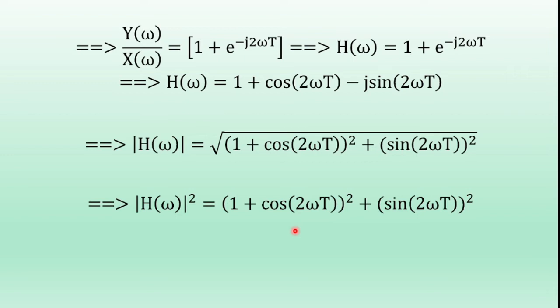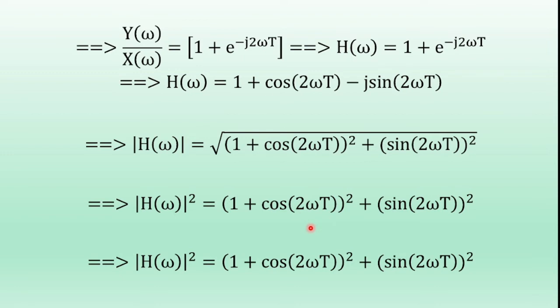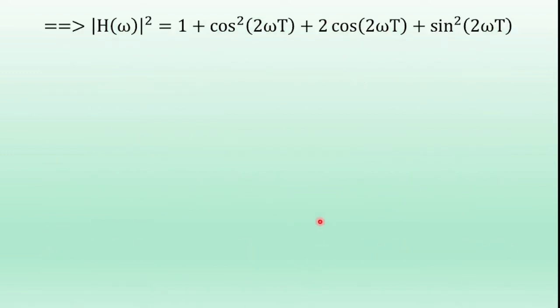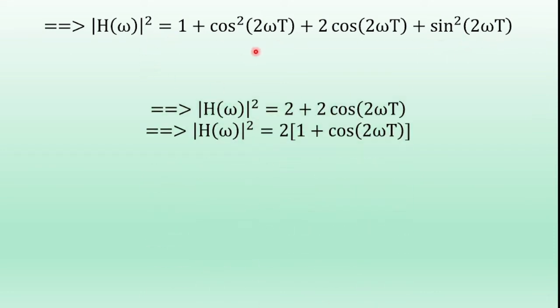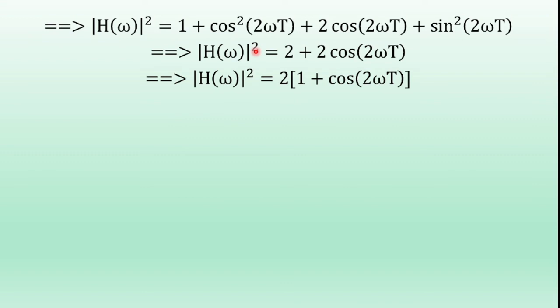In the first term, applying the a plus b whole square formula, we get 1 square plus cos square of 2 omega t plus 2 cos of 2 omega t plus sin square of 2 omega t. Cos square of 2 omega t plus sin square of 2 omega t is 1, so 1 plus 1 is 2. The RHS term is 2 plus 2 cos of 2 omega t. Taking the common 2, we get 2 into 1 plus cos of 2 omega t.